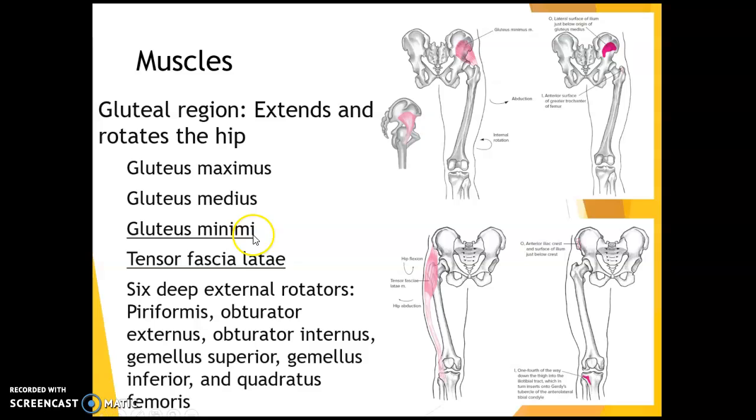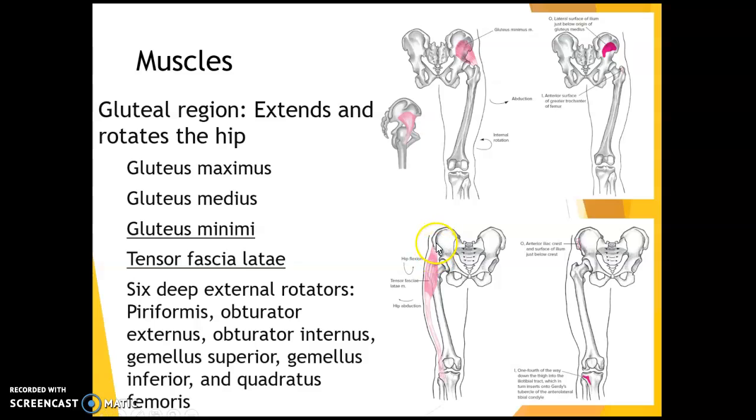I then broke it out into glute mini and then TFL. So mini runs deep to maximus and med. Those two are superficial to mini. And if you look at where it originates and where it attaches, notice it's different than glute max, but it's pretty similar to glute med, and they're going to have a little bit of the same movement patterns when you look and evaluate these muscles.